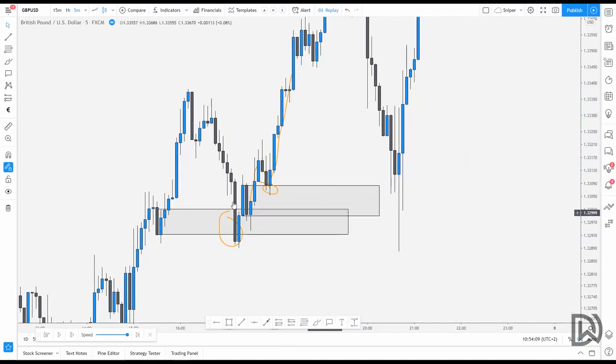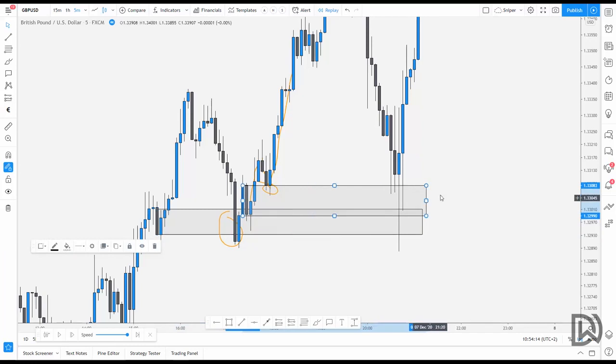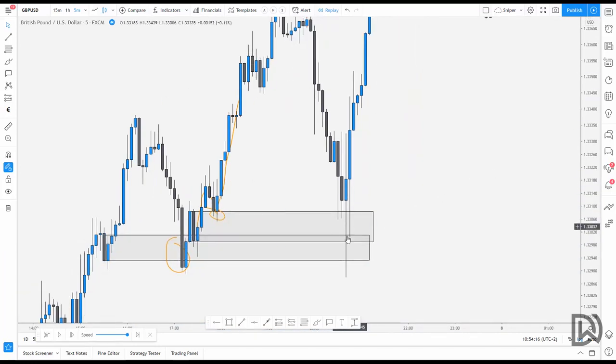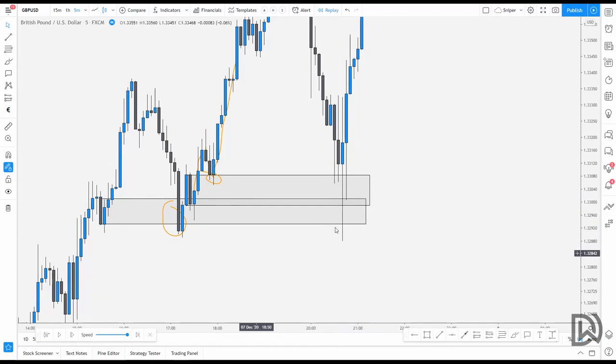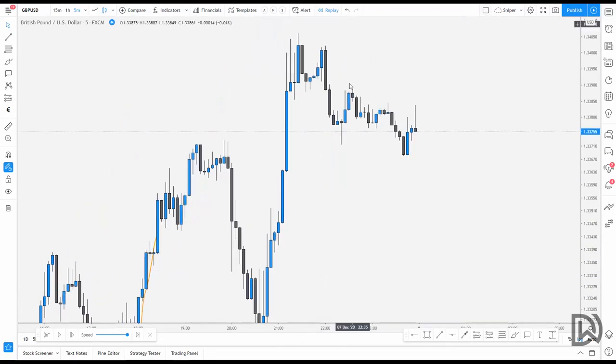All of this now, we have that order block created, expanded to this side, and you see how price drags into the zone, into this area, retests it, respects it, and then pushes towards the upside.